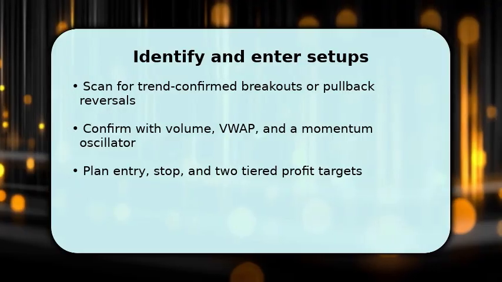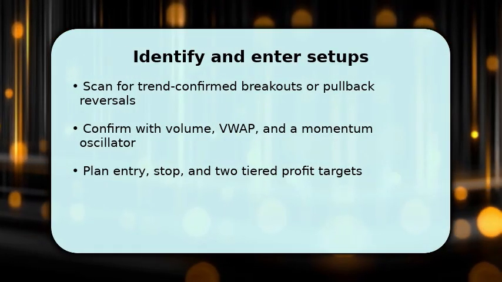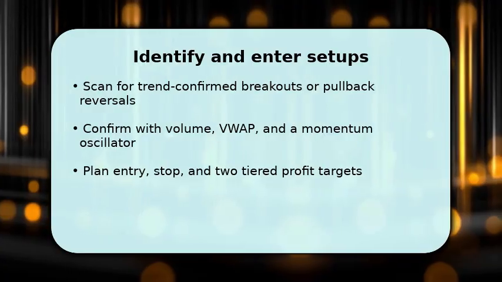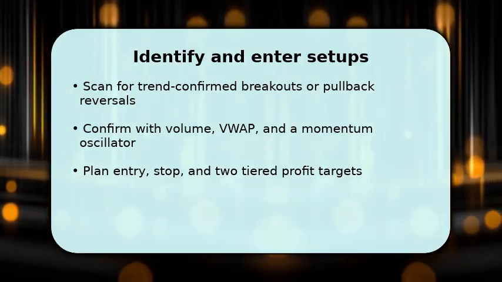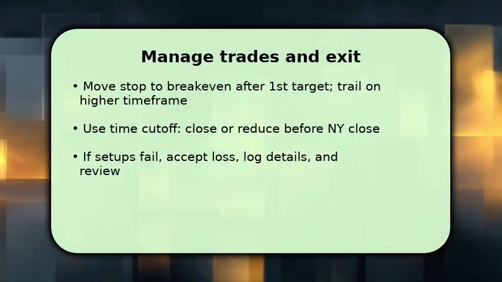If indicators disagree, skip. Next, plan a clear entry trigger, place a stop just beyond recent structure, and size for 2 profit targets. Partial take at first target. Trail stop to capture extended moves. Execute.